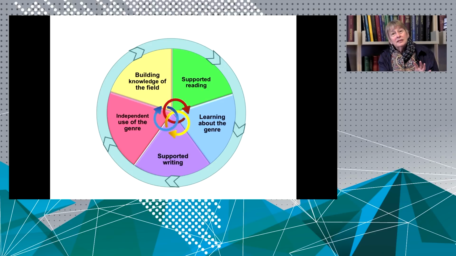You'll notice that it's not a lockstep sequence of stages in the cycle. You're coming in and out of those different stages all the time, so it's not as if it's a straitjacket, but it's a general movement from dependence on the teacher towards independence, but with a lot of very tight scaffolding in between.